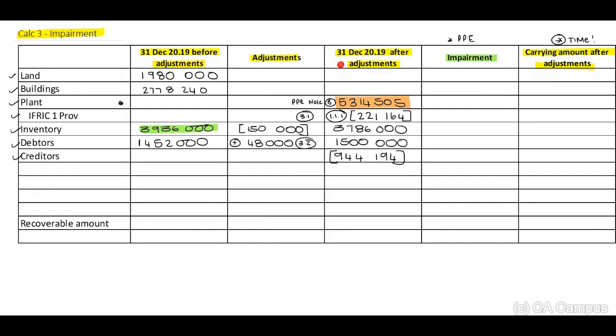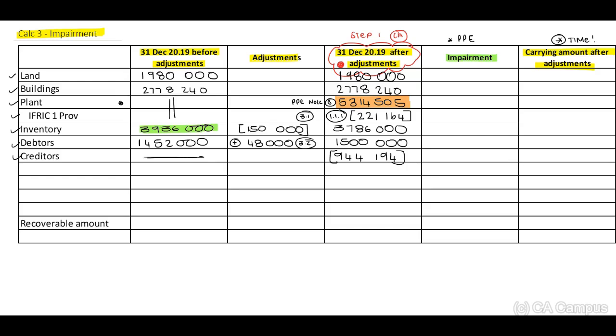I don't really follow the details in terms of the table. I transfer the important sections. Therefore, when I now need to focus on the carrying amount, remember this was our step number 1, the carrying amount of our CGU, I transfer these amounts: 1,980,000. I have my buildings, 2,778,240, but I don't need to include the plant. I don't need to include the creditors amount. I can immediately transfer this to the table in terms of my step 1.